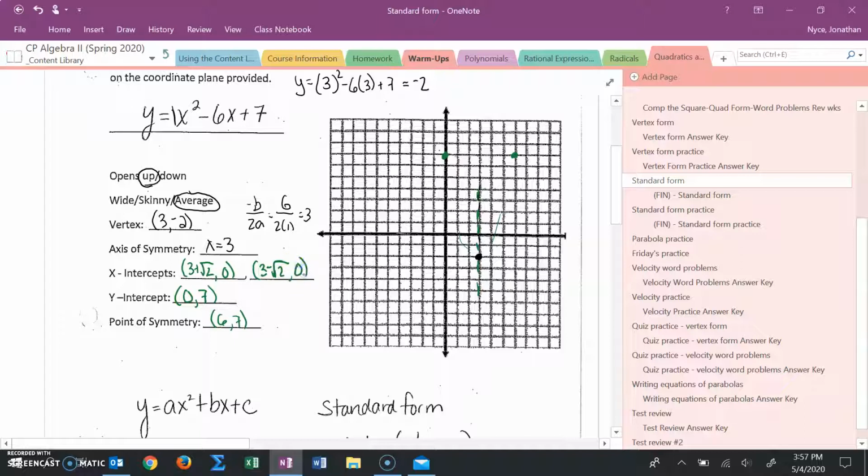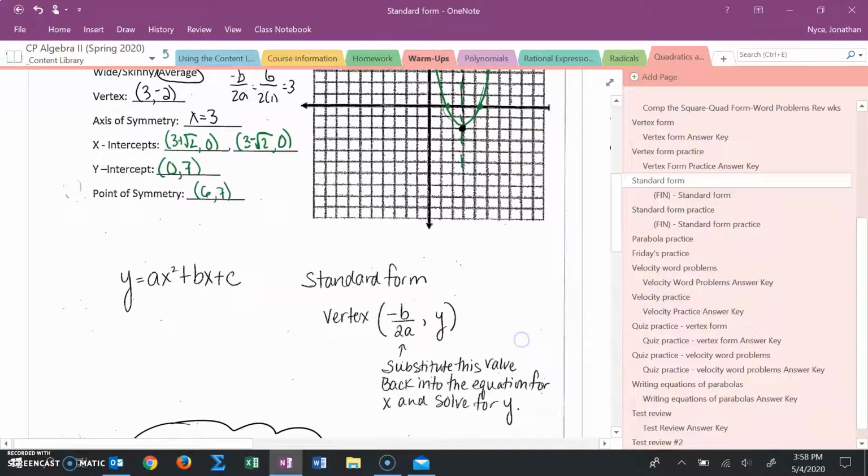So if we do 3 plus the square root of 2, gives us 4.4. So right about here. And if we do 3 minus the square root of 2, it gives us 1.58. So right about there. And then connect them with a U-shaped curve. And there's your parabola.